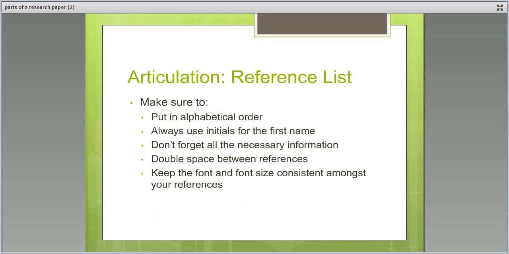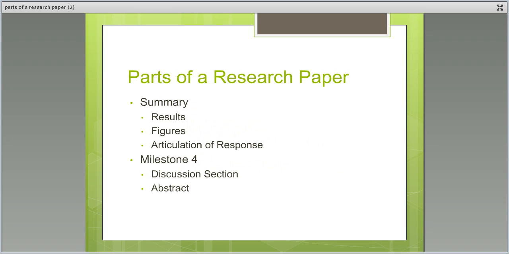Some important reminders on the reference list. Make sure it's in alphabetical order. Always use initials for the first name. Don't forget to include all necessary information for your reference. Double space between references to keep things clean. And make sure that the font and font size is consistent amongst your references. If you're copying a reference over, make sure that at the end you select all of them and make sure that the font and font size is the same.